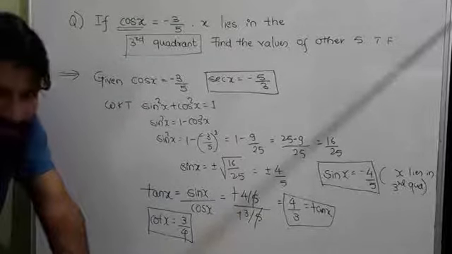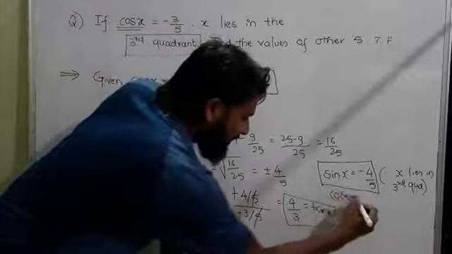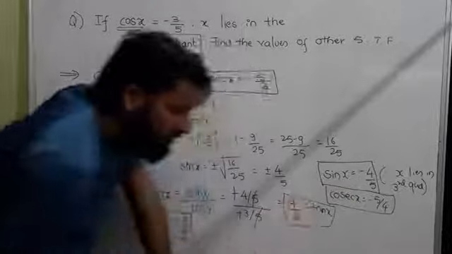Once sin is found, I should have found cosec. Why? So from here we can easily write cosec x equal to minus 5 upon 4, just the reciprocal of it.